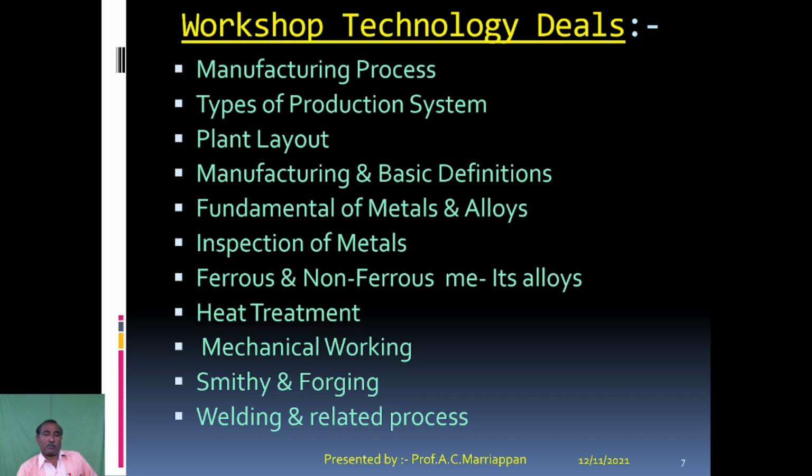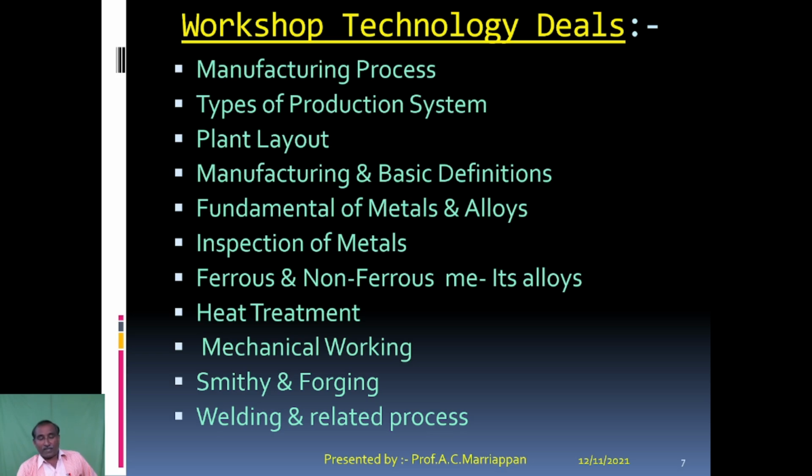And manufacturing basic definitions: that is nothing but the raw material being considered as the input, and finally we get a product as the output. The ratio of output to input is the efficiency, which is what is considered here as manufacturing.